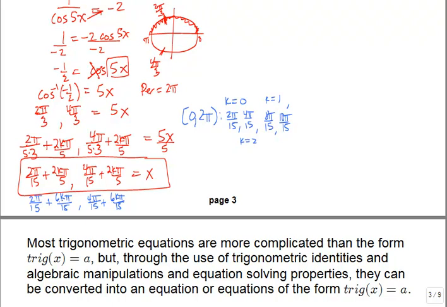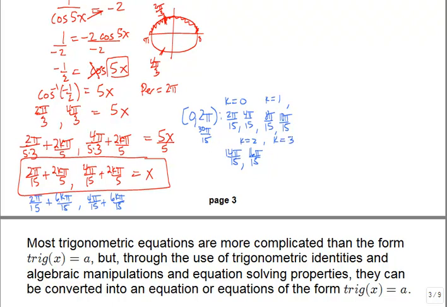Now I'm going to let k be 2. 6 times 2 is 12. 12 pi plus 2 pi is 14 pi over 15. And if I let k be 2 in this other one, 12 pi plus 4 pi is 16 pi over 15. Do I keep going? Yes, because remember, 2 pi, the denominator of 15, would be 30 pi over 15. So I need these numerators to get close to 30. So we have to keep going here.